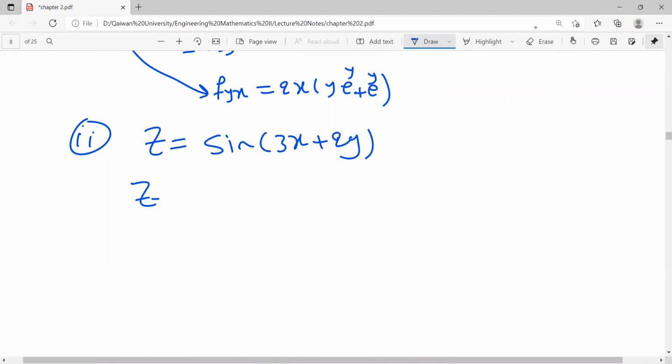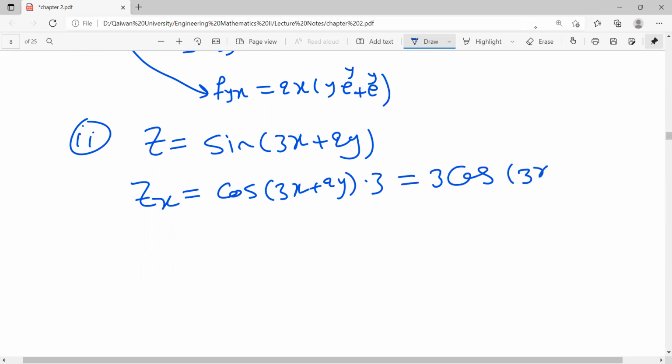We say z sub x means taking the partial derivative of the function with respect to x. The derivative of sine is cosine. Cosine 3x plus 2y times the derivative of the angle. In the angle we have 3x plus 2y. 2y is a constant, so its derivative is 0 because we take the derivative with respect to x. And the derivative of 3x is 3. So it equals 3 cosine 3x plus 2y.